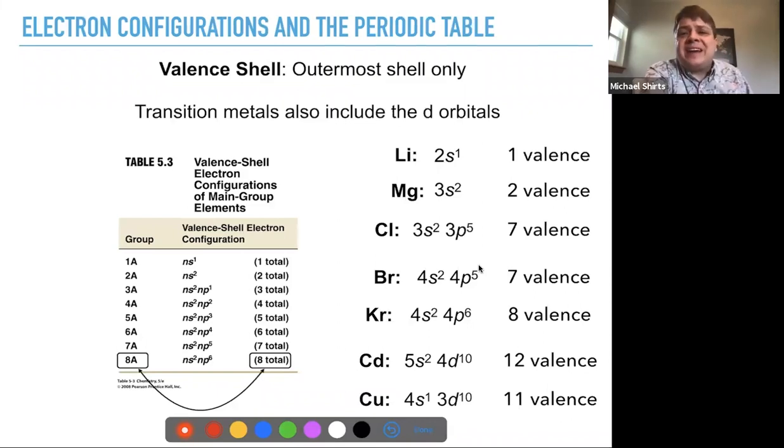However, with anything in groups 1, 2, 3, through 7, the main group elements, there's no ambiguity. Bromine has 7 valence electrons. Chlorine has 7 valence electrons. Nitrogen has 5 valence electrons. There's no ambiguity in those situations. So that's valence electrons.